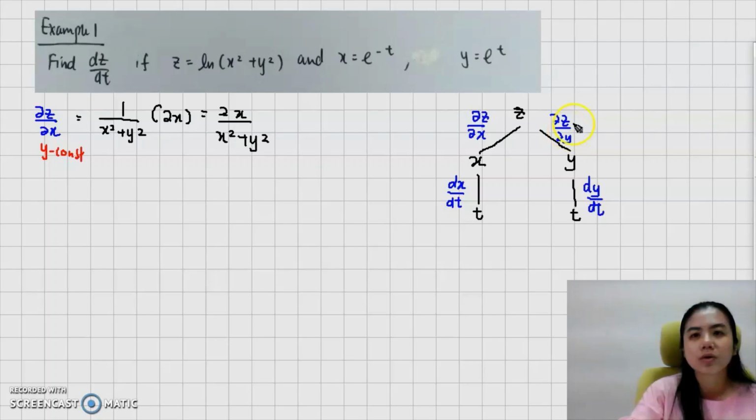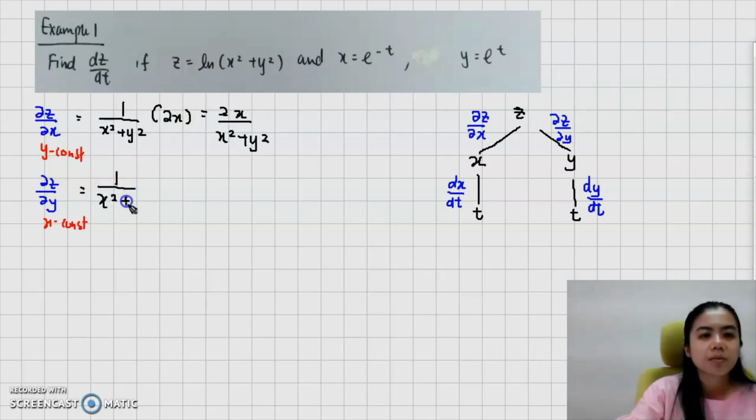Let's look at another one. We have del z del y. We're going to treat x as constant now and repeat the same process. Looking at the z, same thing: you have 1 over g, where g is x squared plus y squared, and you differentiate this function g. The x squared part gives 0, and this gives 2y. So you multiply with 2y, and ending up you have 2y divided by x squared plus y squared. We're done for the top.